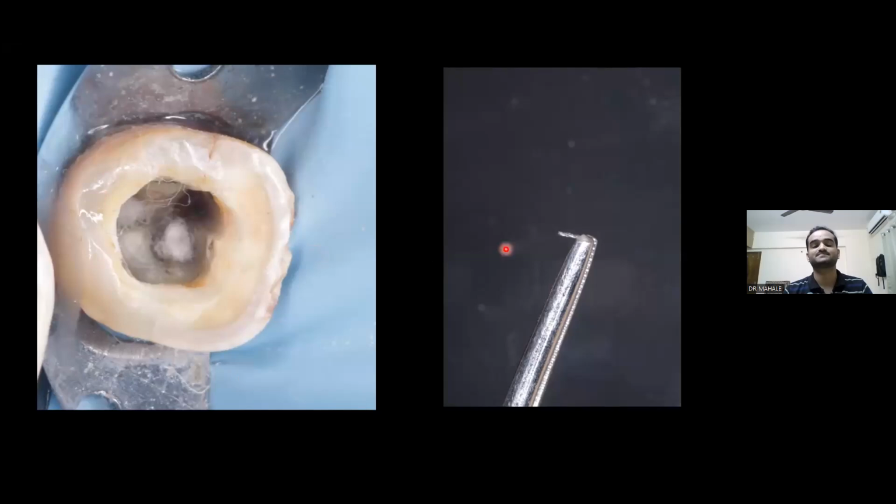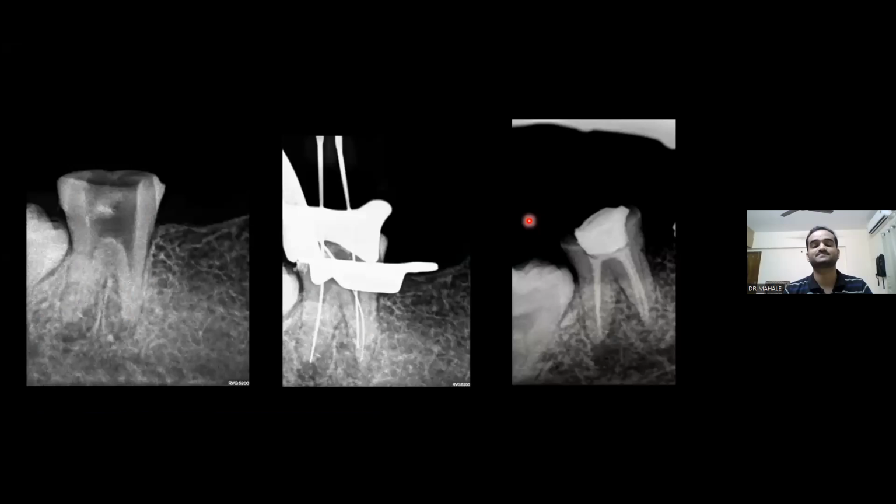So this is the file which was retrieved, around 2.8 mm, and this is the post-op radiograph after instrument retrieval. So there is very minimal dentin loss, and this is after cleaning and shaping. The obturation was done after giving intracanal medicament for 1 to 2 weeks.